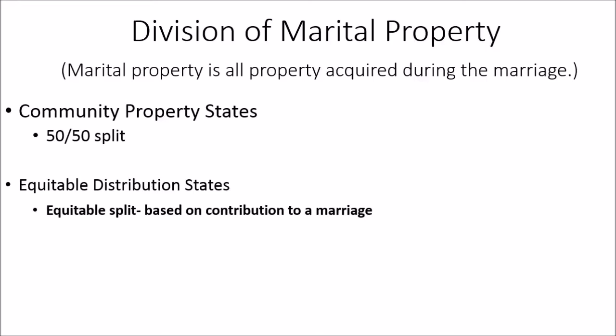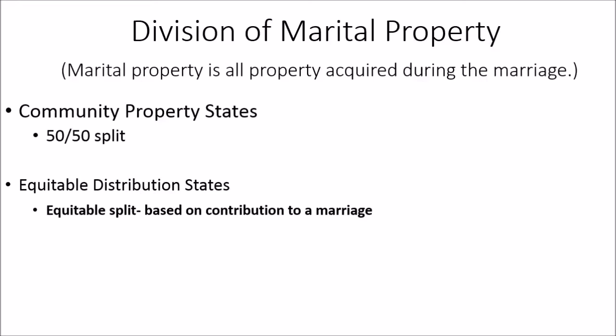The minority of states follow community property law, and there's about 9 states that follow community property law, and that means that in those states, the spouses are deemed to equally own all income and assets that were acquired during the marriage. Now, this means that both the husband and the wife are deemed to equally own all money earned by either one of them during the marriage, even if only one spouse has a job.